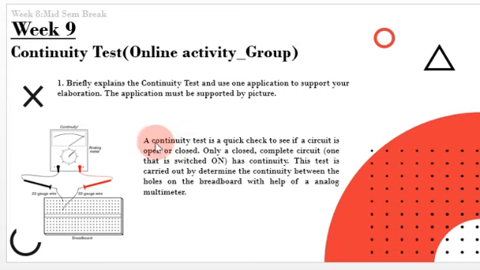So a continuity test is a quick check to see if a circuit is open or closed. Only a closed, complete circuit, one that is switched on, has continuity. This test is carried out by determining the continuity between the holes on the breadboard with the help of an analog multimeter.